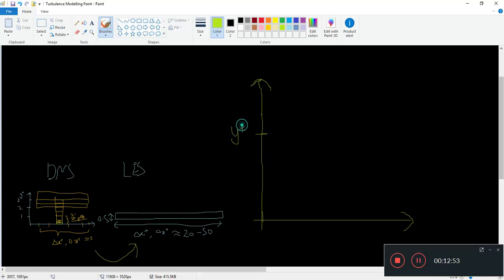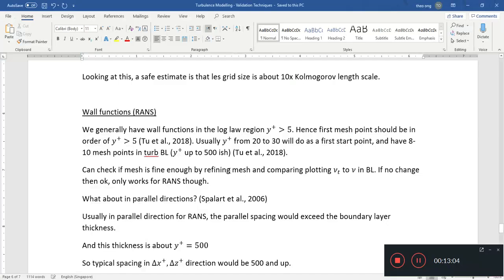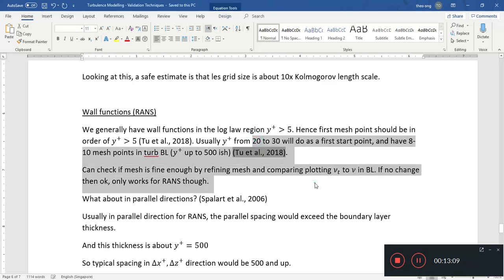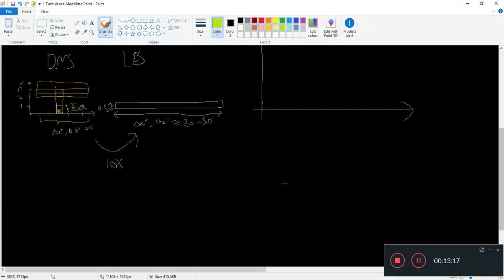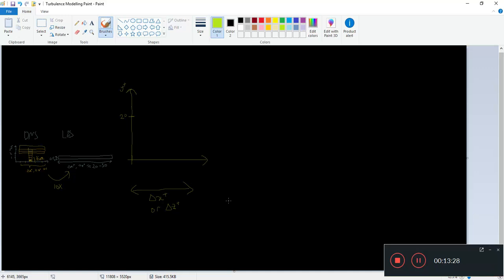Y plus. Then you get it about here. Your first grid point will be here. And how about the width of the grid point, or the width of the mesh here? For the direction parallel, I'm talking about delta x plus, or delta z plus. What is the width? This one is actually scaling according to the boundary layer thickness.